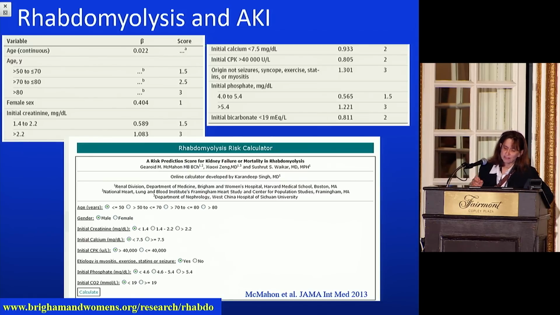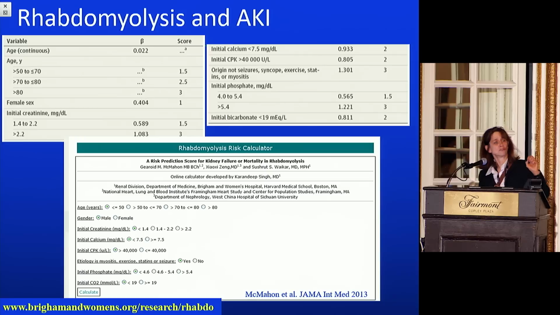Calcium and phosphate, bicarbonate, all were risk factors. And the origin of the cause for rhabdo, namely, it was trauma or drug-related. It was excluding seizure, syncope, exercise. So the seizure, syncope, exercise, relatively low risk for AKI. They defined scores to them.